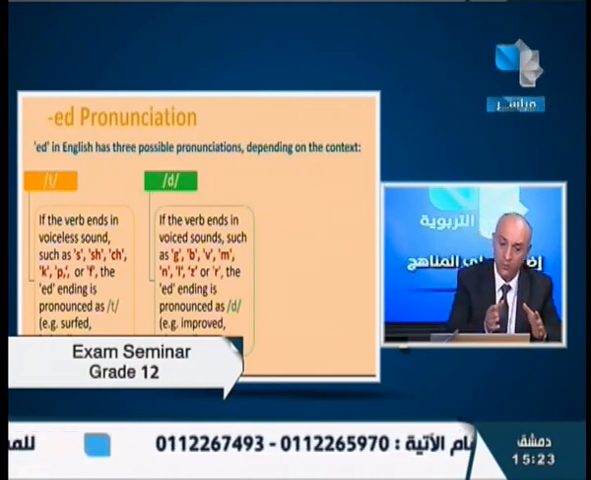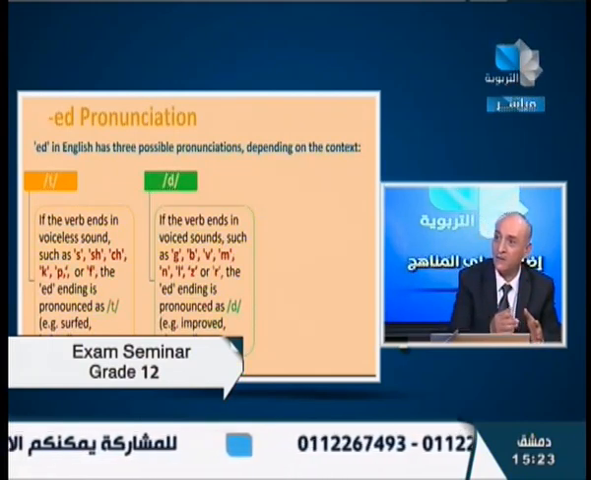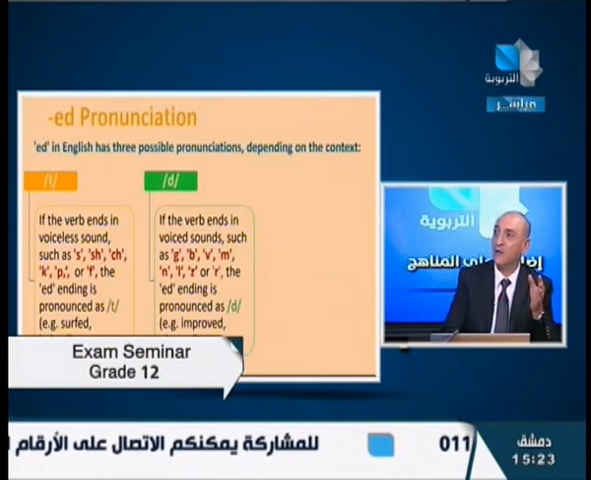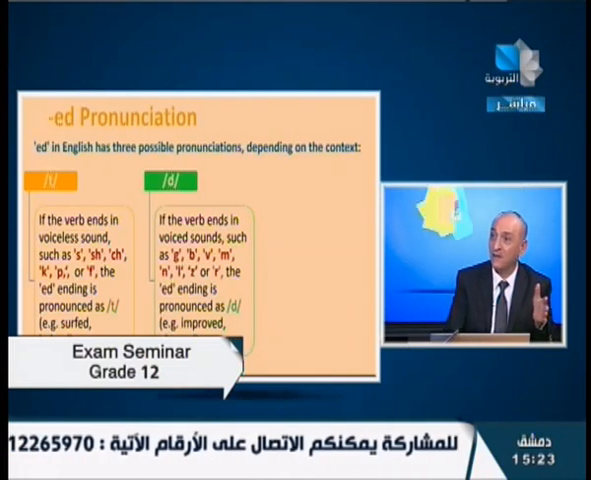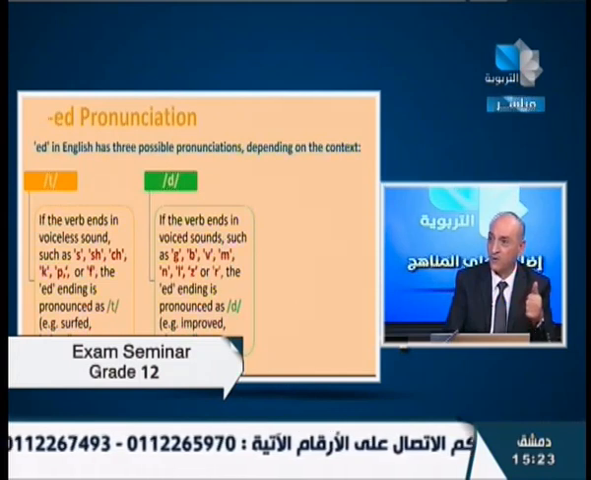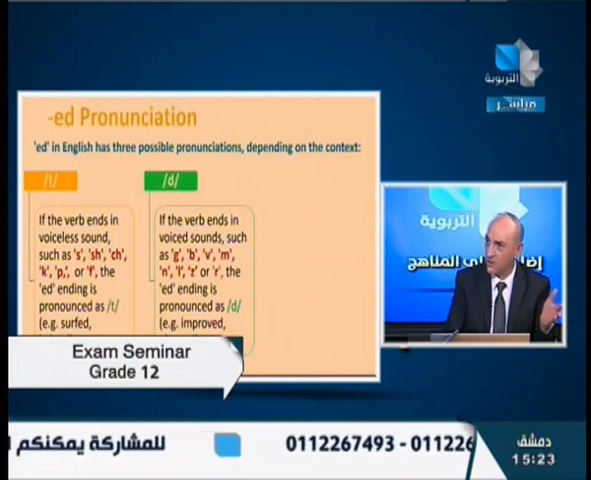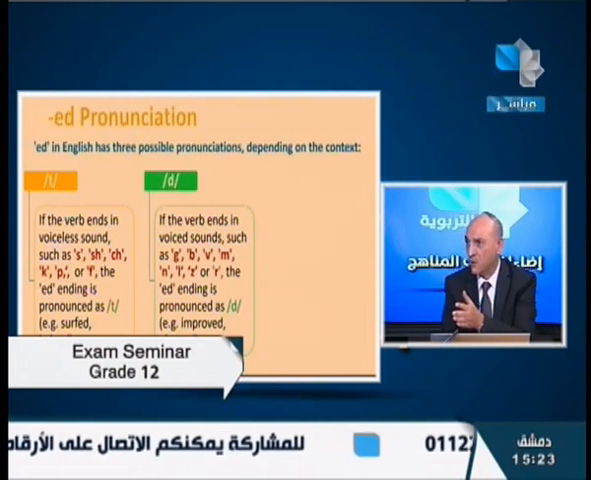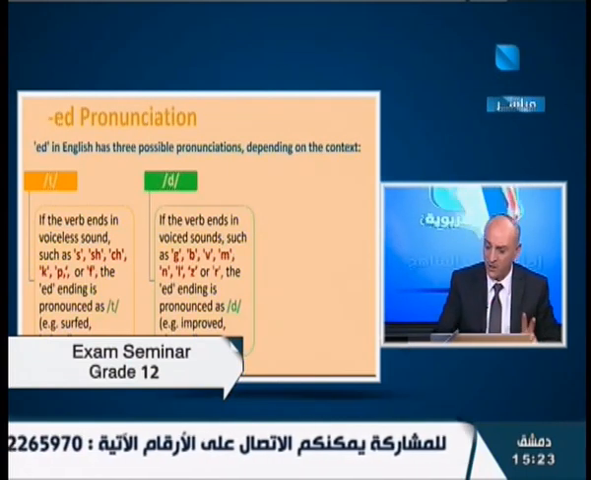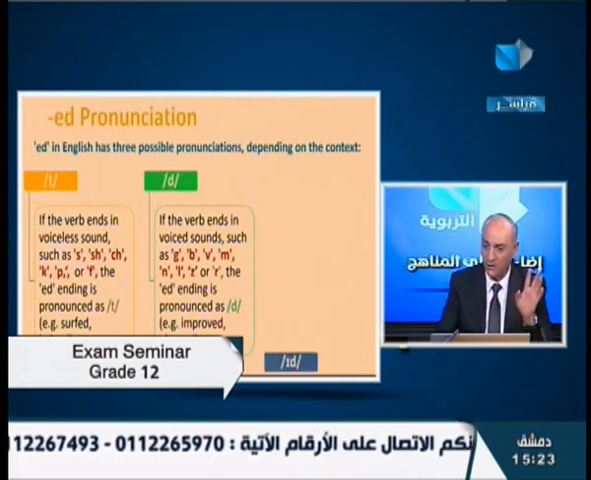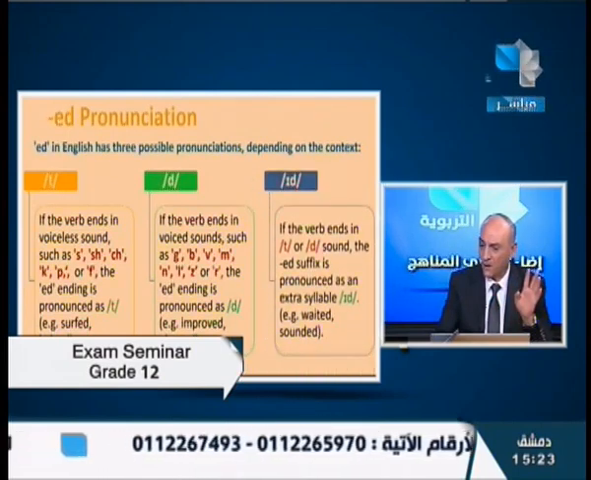So when do we pronounce it as T? When the verb ends with S, sh, ch, k, p, and f. They are voiceless sounds. All other sounds we pronounce it D, except T or D. That's it.